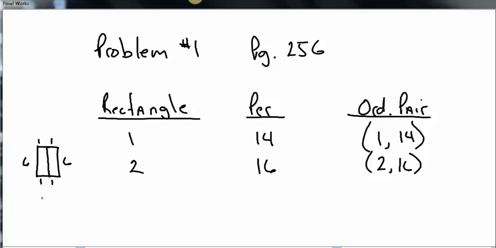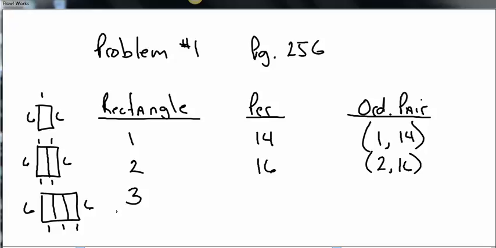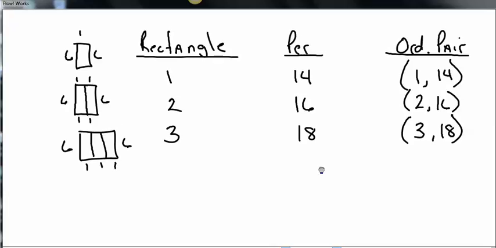Three rectangles. What's going to be on the ends again? The 6s, aren't they? What's going to be on the ends every time? 6s. Is anybody seeing a pattern yet? What's the pattern? You got 3 rectangles. So we got 12 and 6. What's this going to be? 18. So our ordered pair, 3, 18.